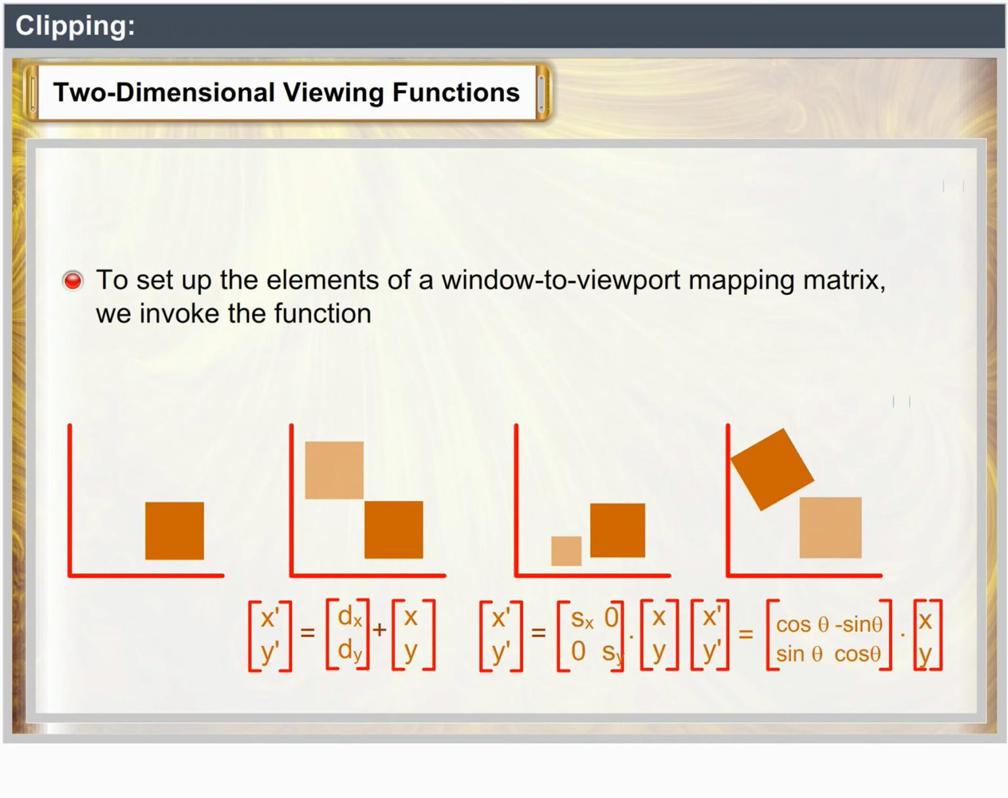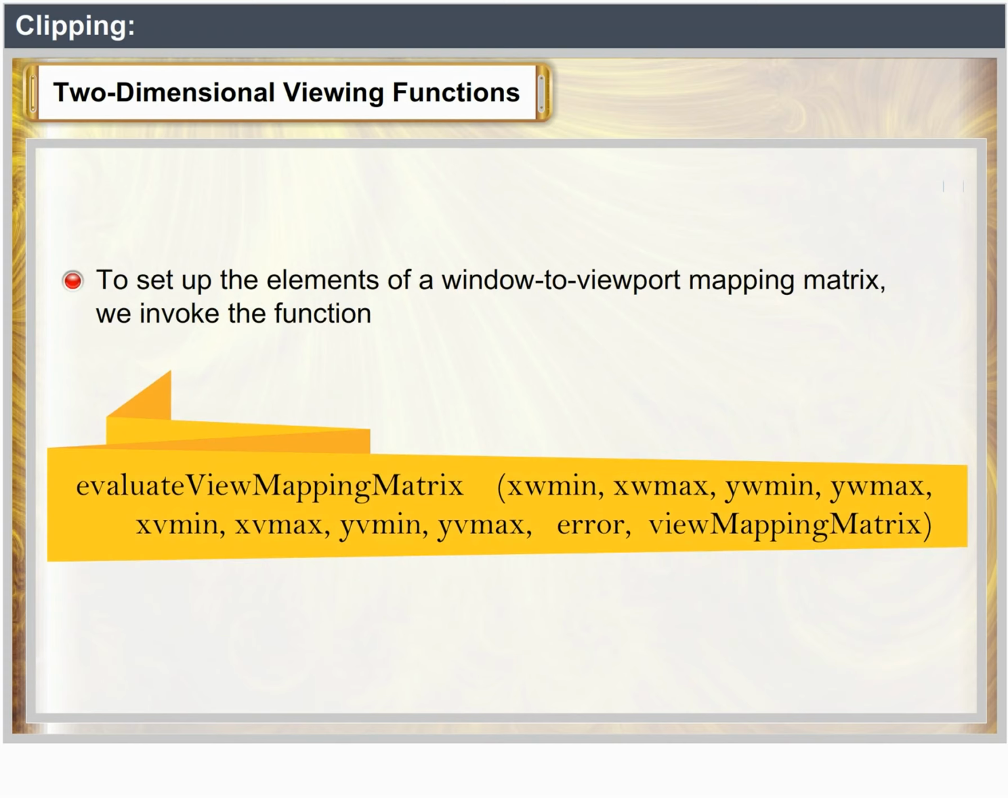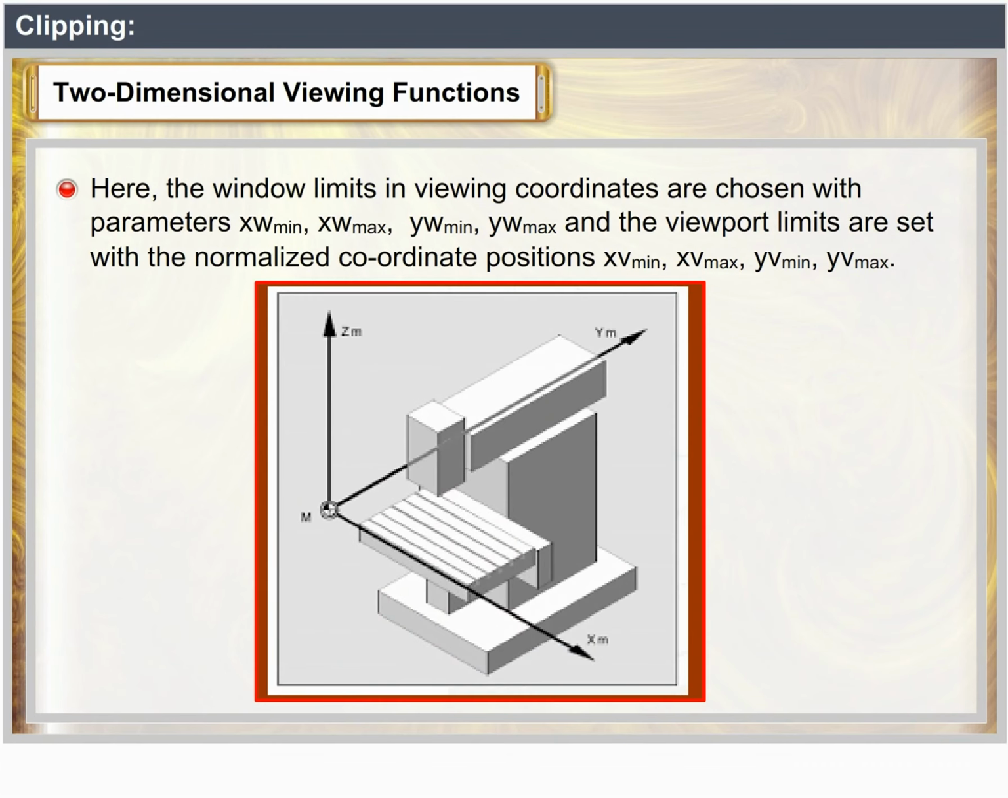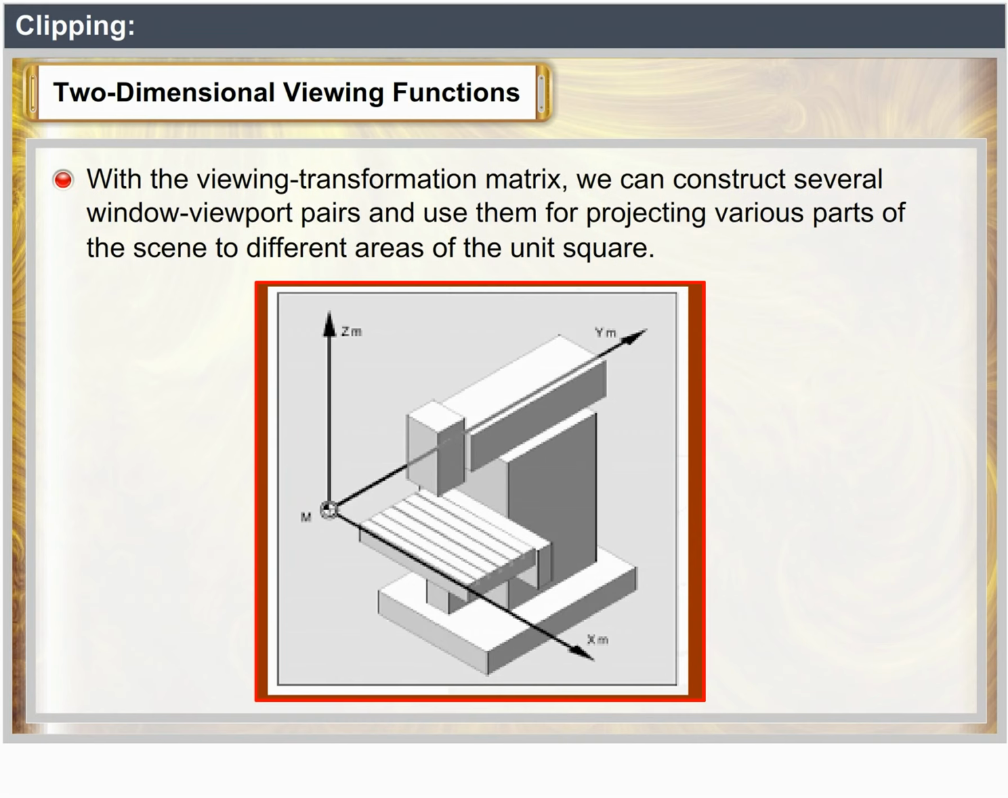To set up the elements of a window to viewport mapping matrix, we invoke the following function. Here, the window limits in viewing coordinates are chosen with parameters xwmin, xwmax, ywmin, ywmax, and the viewport limits are set with the normalized coordinate positions xvmin, xvmax, yvmin, and yvmax. As with the viewing transformation matrix, we can construct several window-viewport pairs and use them for projecting various parts of the scene to different areas of the unit square.